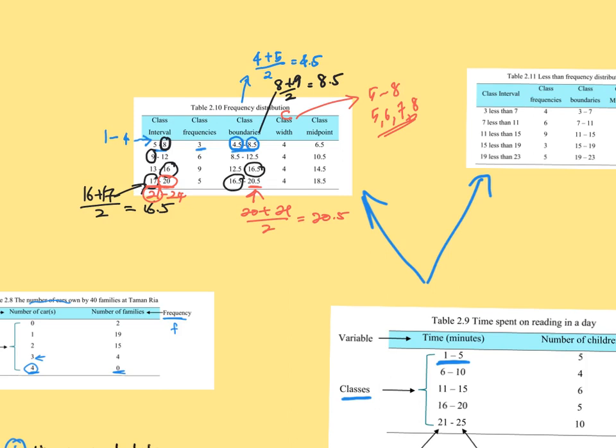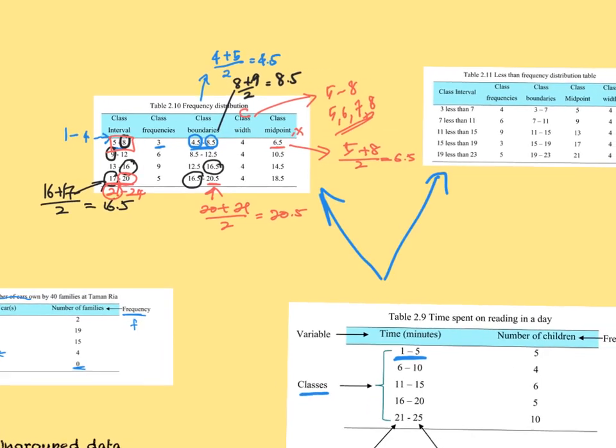And then for the class midpoint, this is also a very simple calculation. The class interval is 5 to 8. To calculate the class midpoint, the symbol for the class midpoint is X. You just simply need to total up 5 plus 8 divided by 2. So in this case, you're going to get 6.5. Okay, so that's the first table of the first kind of frequency distribution.